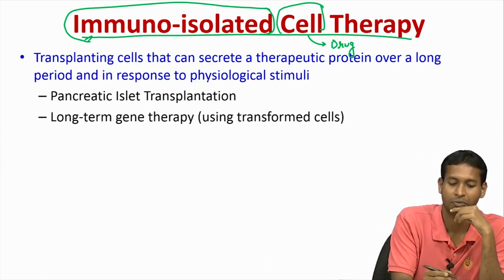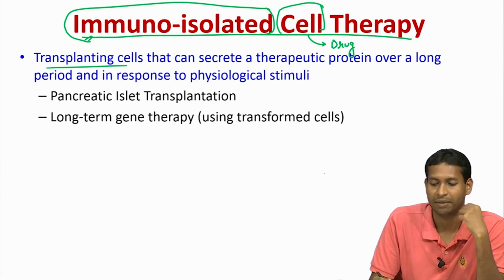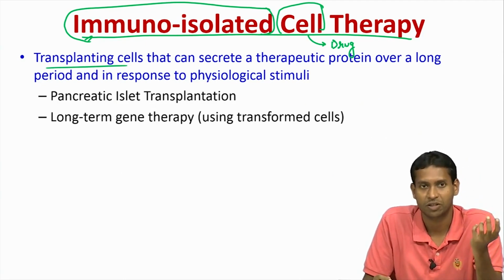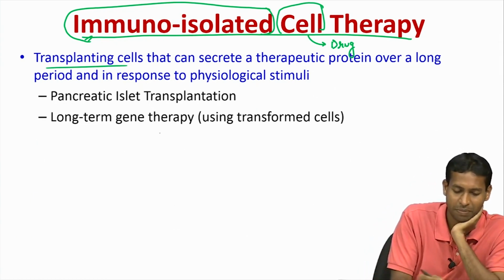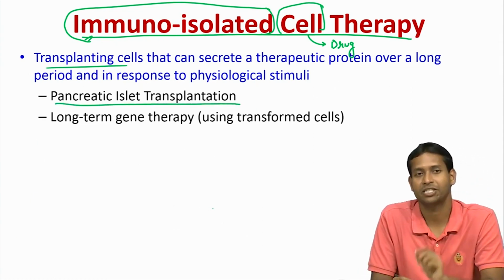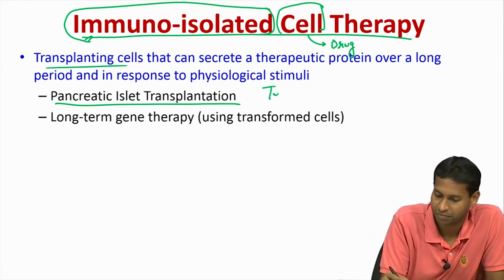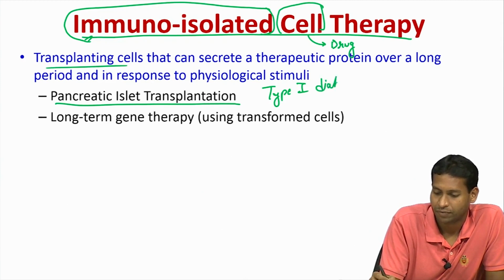So it could be transplanting cells that can secrete therapeutic proteins over a long period of time in response to some physiological stimuli. So this could be for pancreatic islet transplantation. So let us say if a person is suffering from type 1 diabetes, and what is type 1 diabetes?